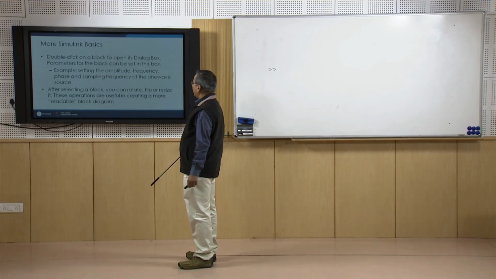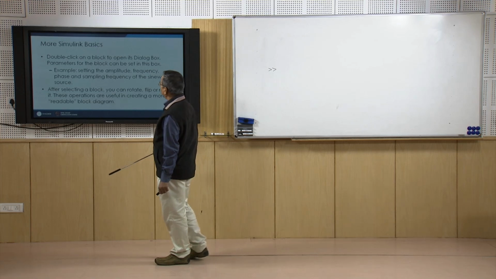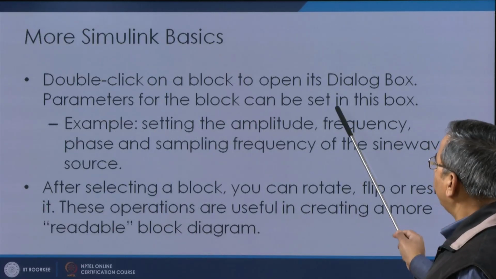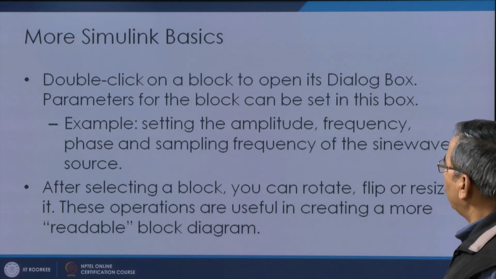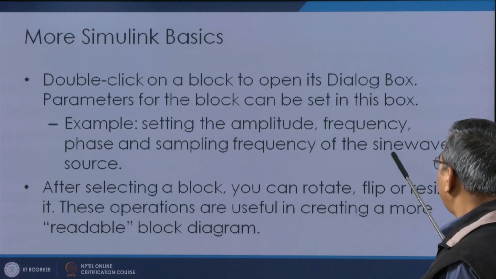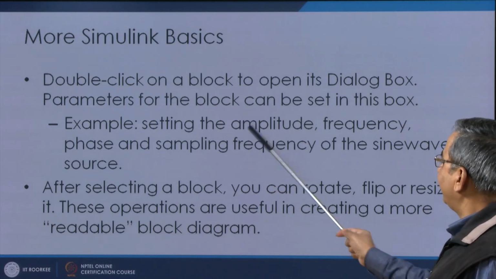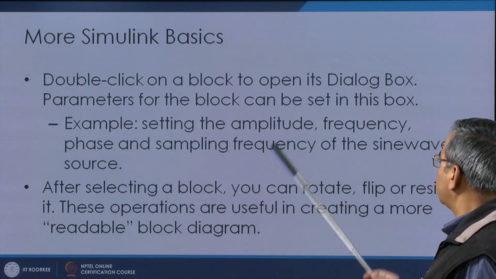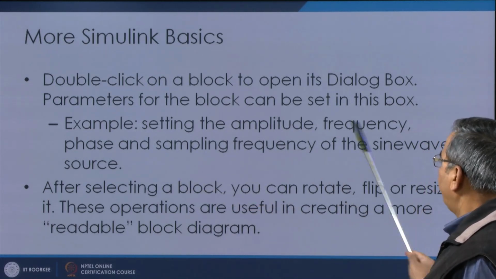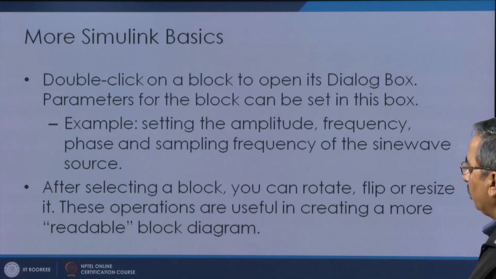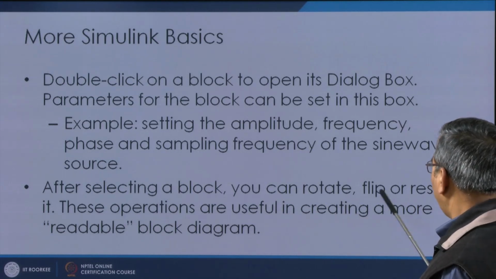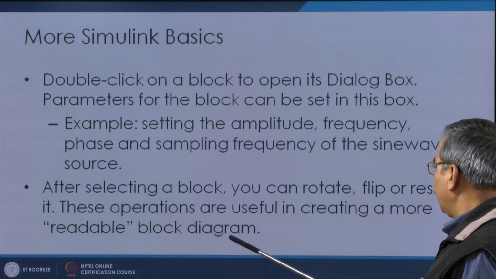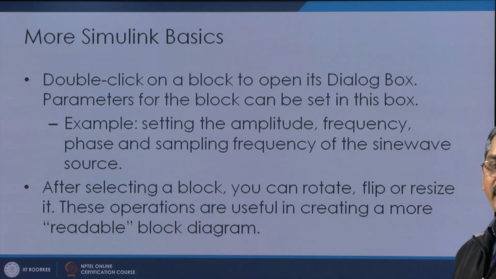So, let us look at a little more about Simulink basics. We can double click on a block to open its dialog box, and the parameters for the block can be set in this dialog box, okay. For example, if I am talking about some input sine wave source, then I can set the amplitude, the frequency, the phase, and I can also set the sampling frequency of the sine wave source. After selecting the block, one can rotate, flip or resize it. These operations are useful in creating a more readable block diagram, okay.